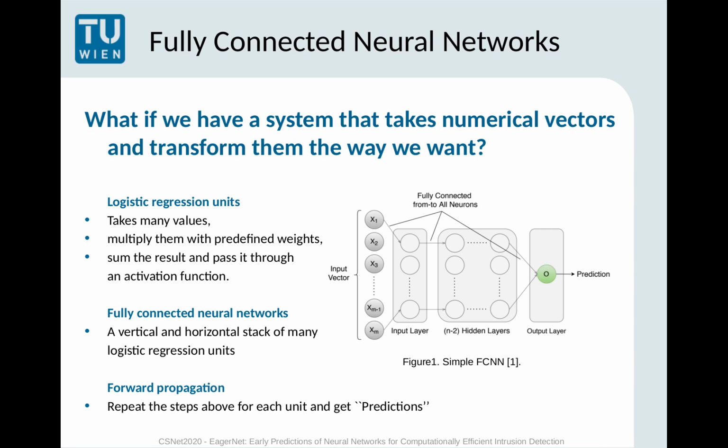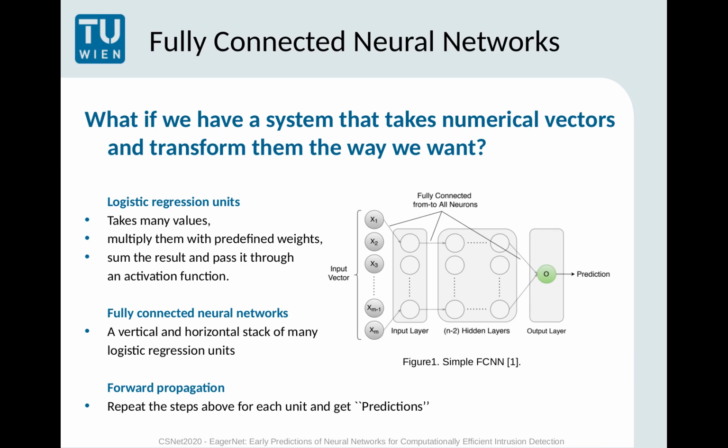So I know that most of you are already familiar with fully connected neural networks, but let's just forget about it for a second and ask ourselves, what if we have a system, or we can build a system that takes numerical vectors and outputs something that we want, or exactly what we want? Well, it turns out that such a system already exists, and it's called logistic regression, or logistic regression units. So those units take many values, multiply them with predefined weights, and sum up the result and pass it through an activation function. Then it gives us a single value.